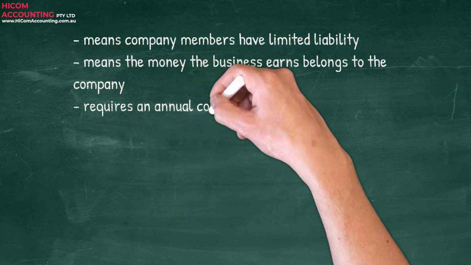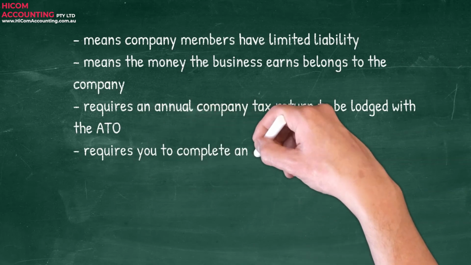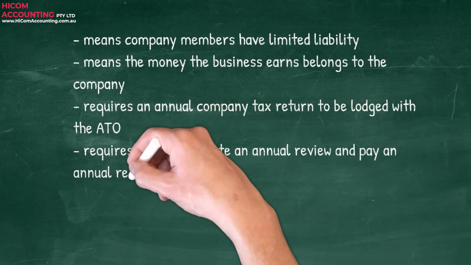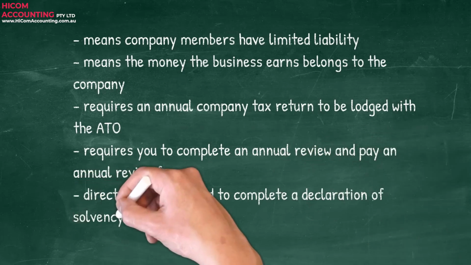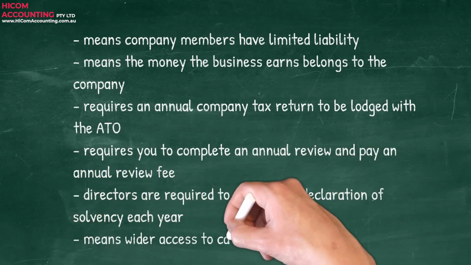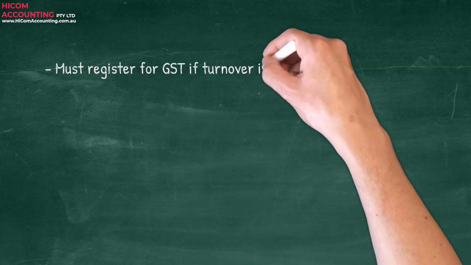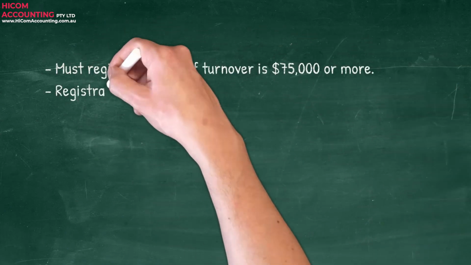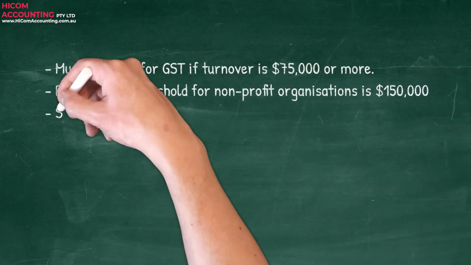Requires an annual company tax return to be lodged with the ATO. Requires you to complete an annual review and pay an annual review fee. Directors are required to complete a declaration of solvency each year. Means wider access to capital. Must register for GST if turnover is $75,000 or more. Registration threshold for nonprofit organizations is $150,000.